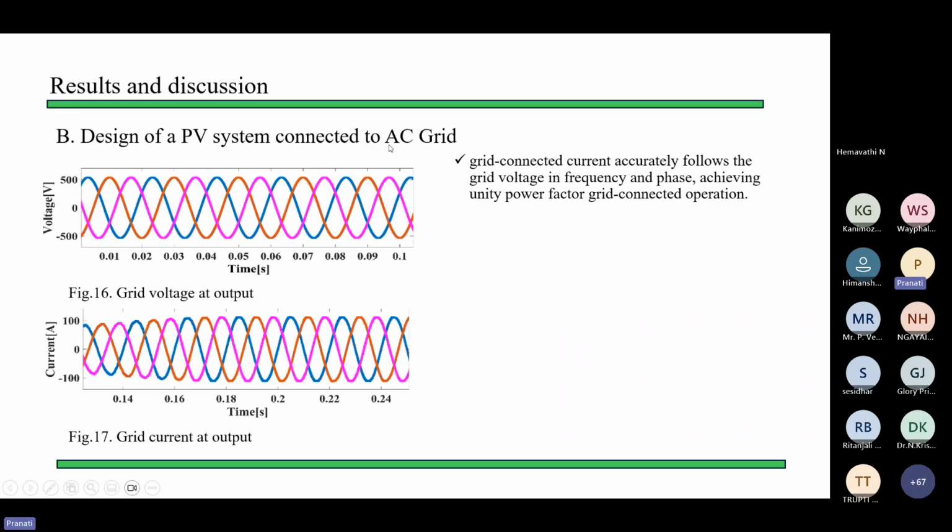Then connected to the AC grid. When it is connected to the AC grid, for the fuzzy logic controller, we have used a time versus voltage plot, taking minus 500 to 500 value. This is the peak value of the voltage and this is the peak value of the current. Peak value of the current is around 103 ampere. This is grid current at different outputs. Grid connected current accurately follows the grid voltage in frequency and phase, achieving unity power factor grid connected operation.